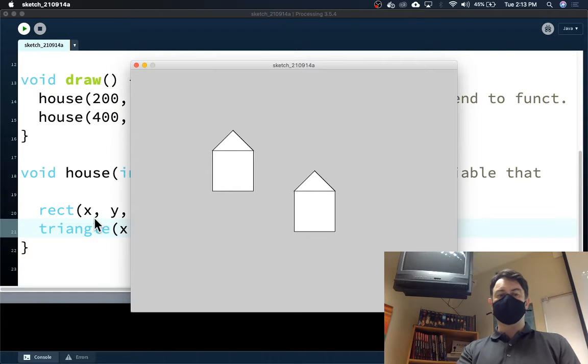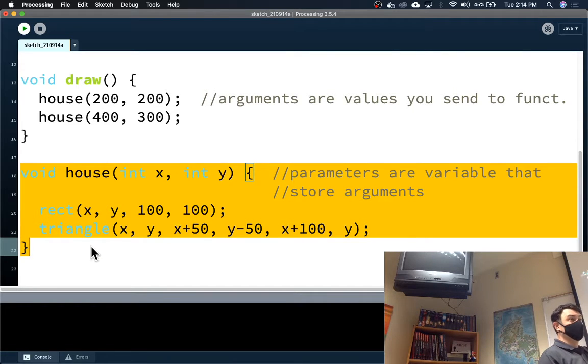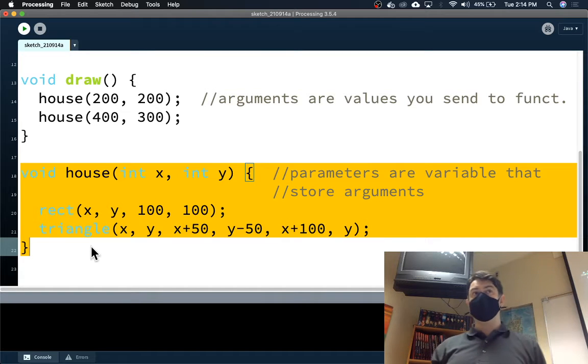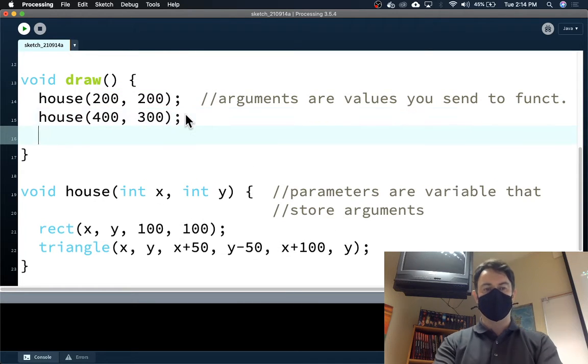The reason why this works is because my house isn't just a hard-coded place on the screen for these shapes. This now becomes a formula for how to draw a house. You see how that is? It's all abstract now, and it's based around these arguments. But of course, the arguments might change, right? I might make a third house.